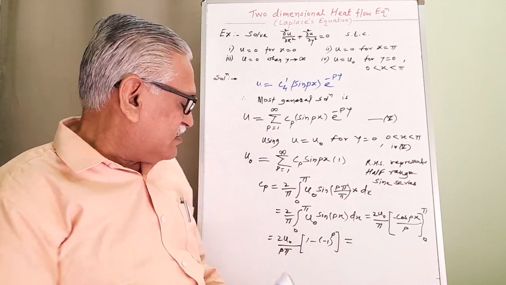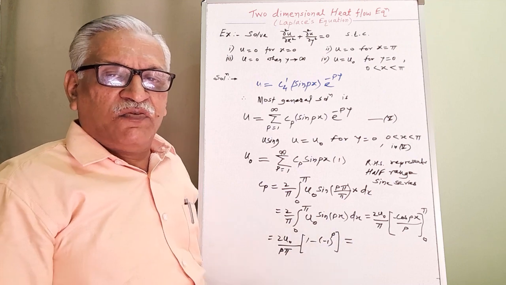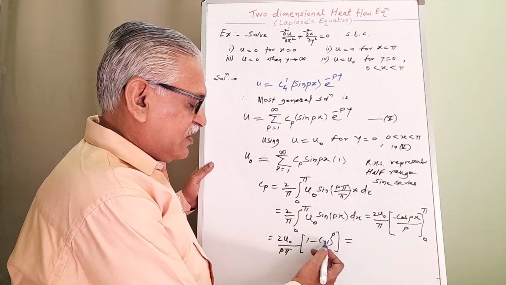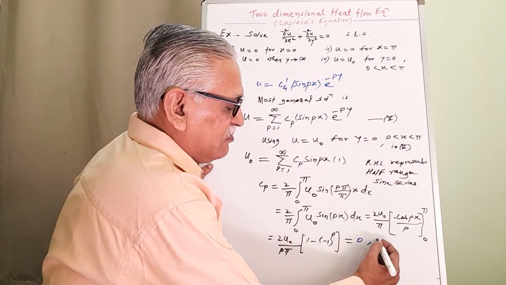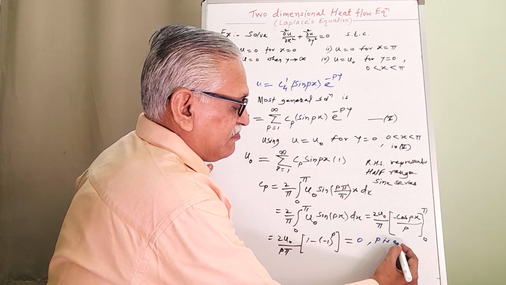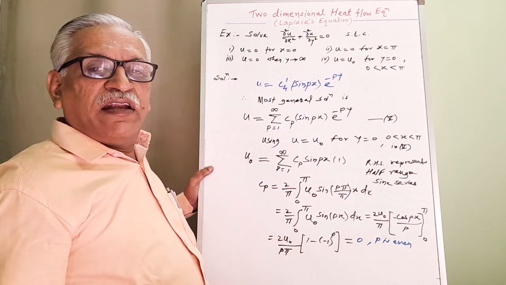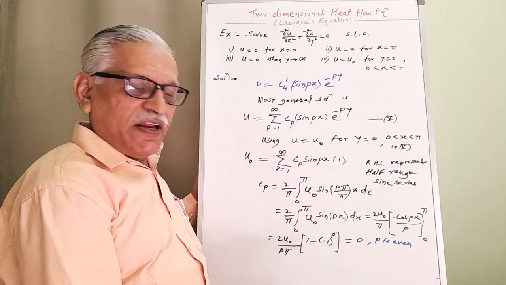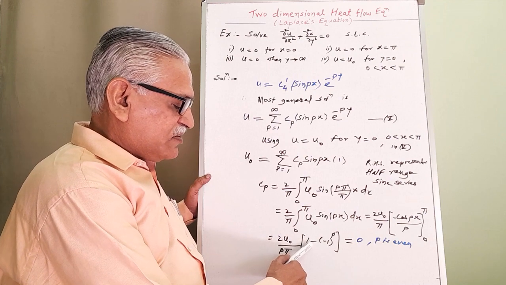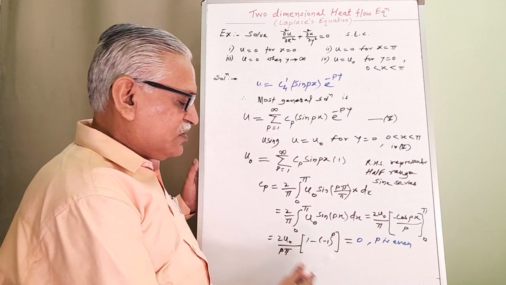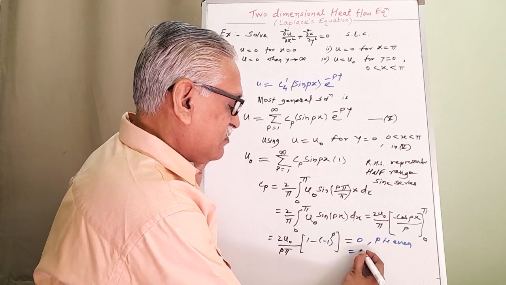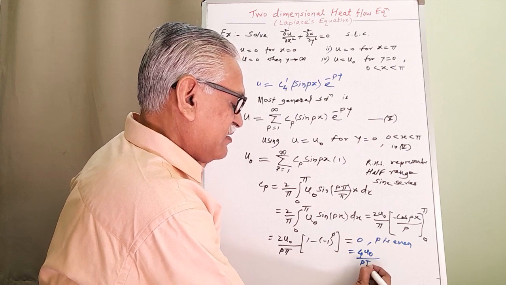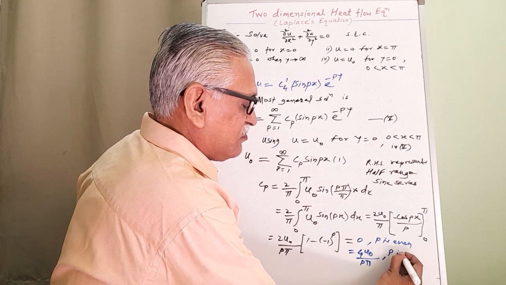What is the value of that Cp when p is an even number? Therefore if even, minus 1 raised to 2 we get plus 1, 1 minus 1 we get 0 if p is even. And if we consider the value of p as odd, minus 1 raised to 1 is minus 1, that minus and this minus becomes plus, 1 plus 1 we get 2, and into this, therefore we get that value as 4 u0 divided by p pi if p is odd.